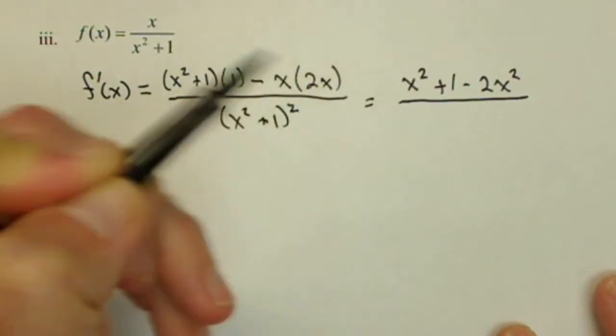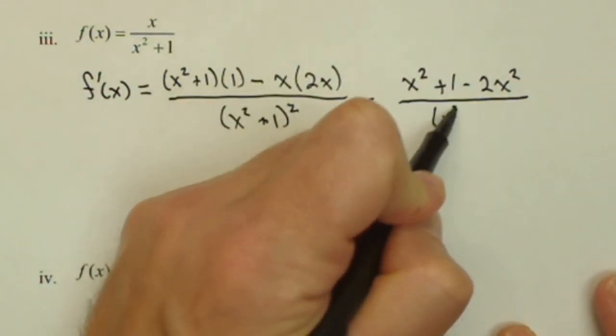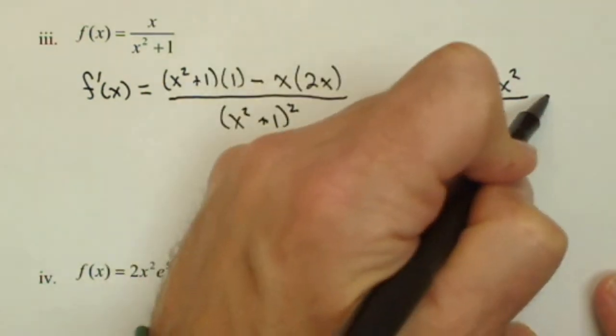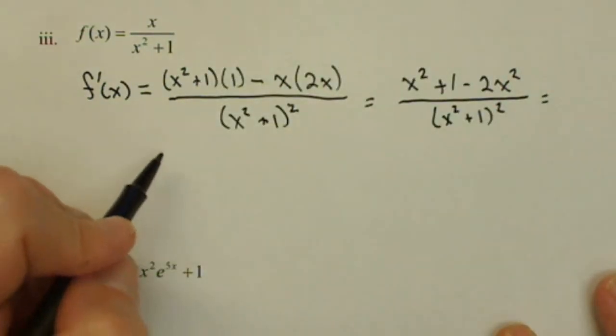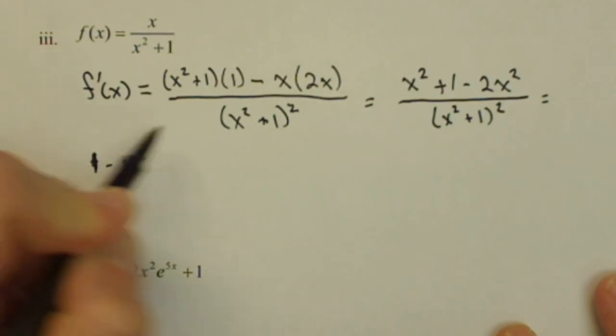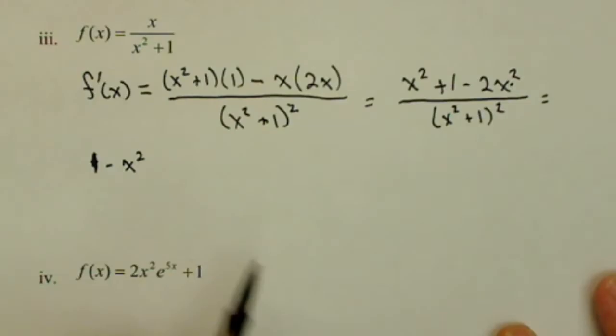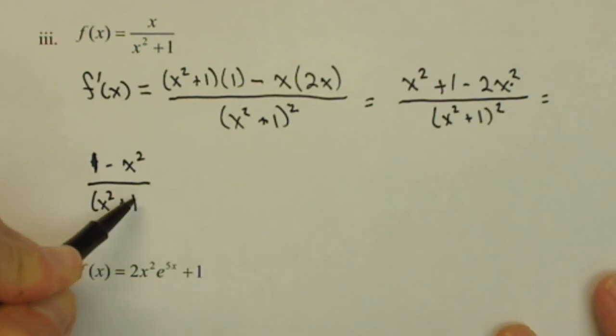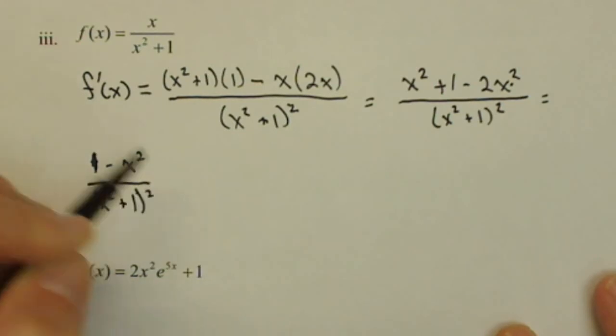That will not simplify the denominator; there's not much we can do. The numerator, though, we can see is going to become 1, let's write it this way, 1 minus x squared, as this term and this term will combine, over x squared plus 1 squared.